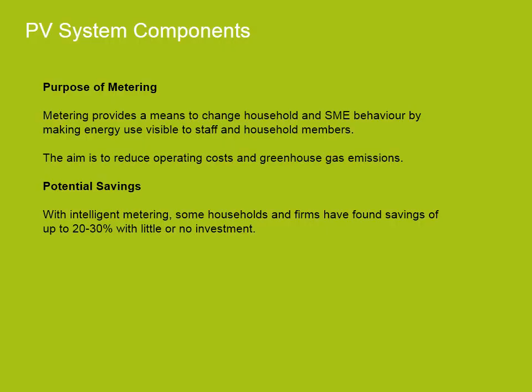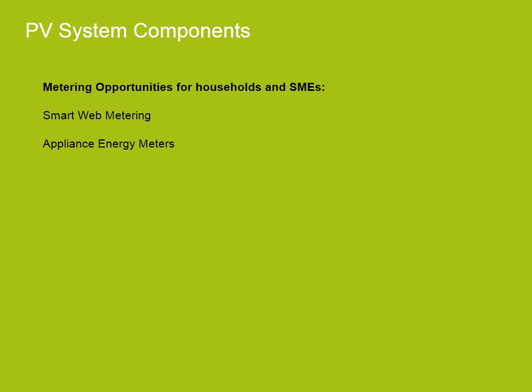Metering provides a means to change the way households and small businesses use electrical appliances by making energy use visible to staff and household members. This provides a potential means to reduce operating costs and greenhouse gas emissions. With intelligent metering, some households and firms have found savings of up to 20 to 30% with little or no investment, simply through increasing awareness. There are two main types of metering opportunities applicable at this scale: smart web metering and appliance energy meters.